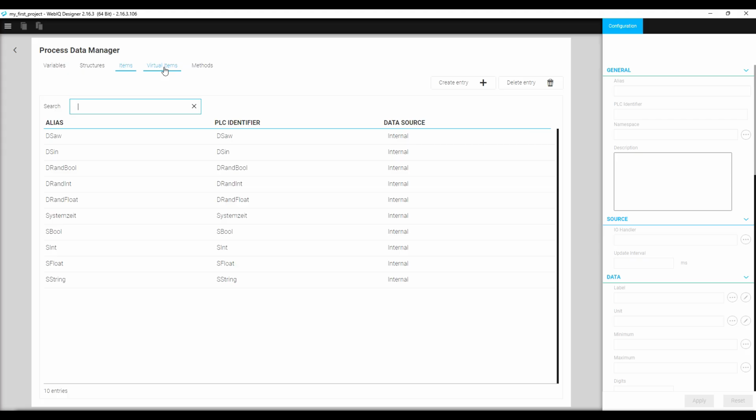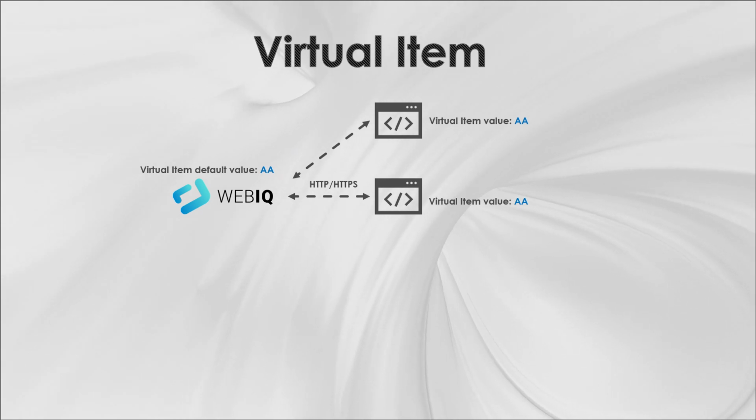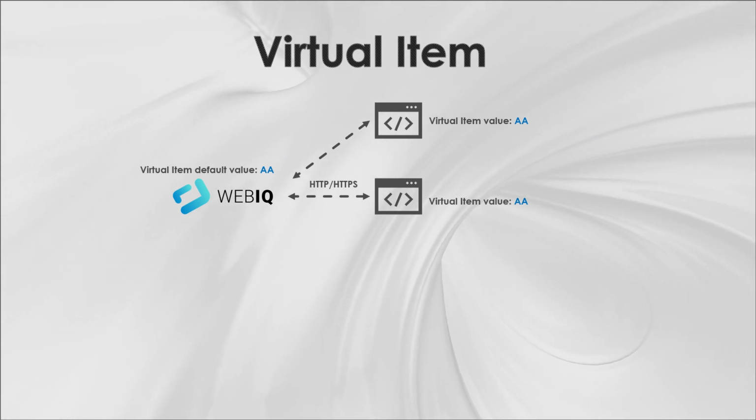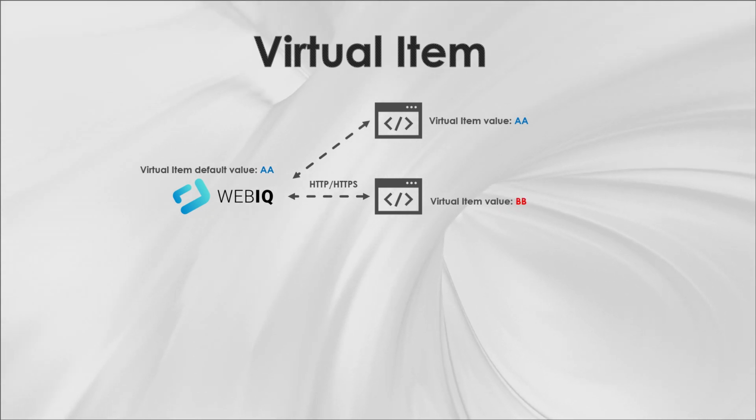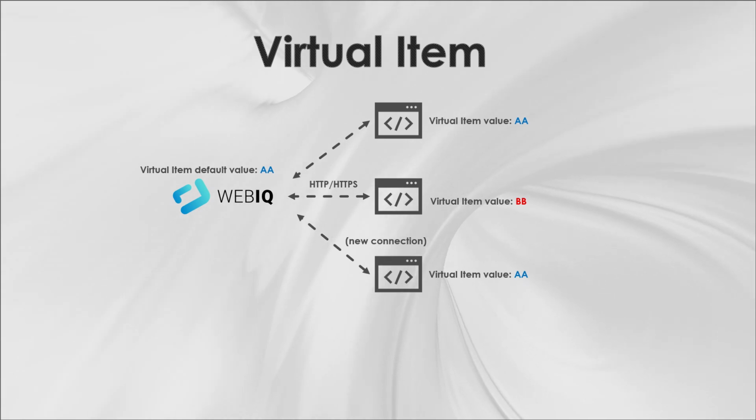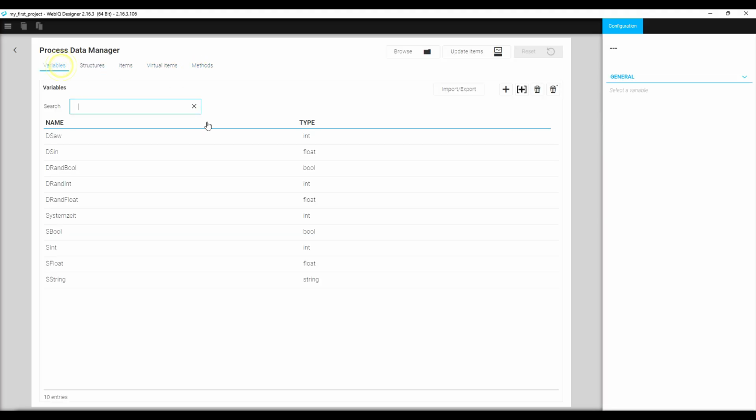Unlike items, virtual items are local variables specific to each app instance. So, every web client session has its own separate value for a virtual item. For example, suppose a virtual item's default value is AA. If one client changes it to BB, only that client sees the change. It doesn't affect any other users or browser sessions. Methods are actions you can call on the server. They are imported through the browser interfaces or created manually.